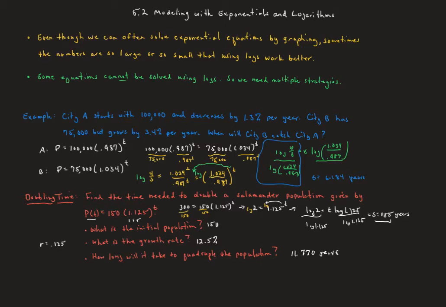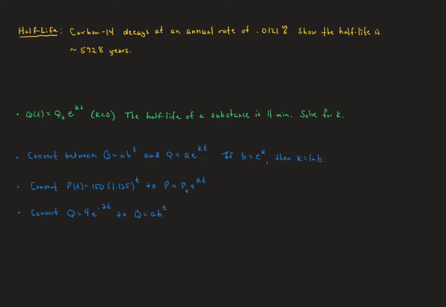Okay, let's go to the next panel. And here we have a half-life problem. So carbon-14 decays at an annual rate of 0.0121%. Show that the half-life is about 5,728 years. So we're getting that the amount after t years is going to be our initial amount, which we don't know, times 1 minus, and if we change that to a decimal, it's going to get really small, so it's going to be 0.000121, raised to the t power.